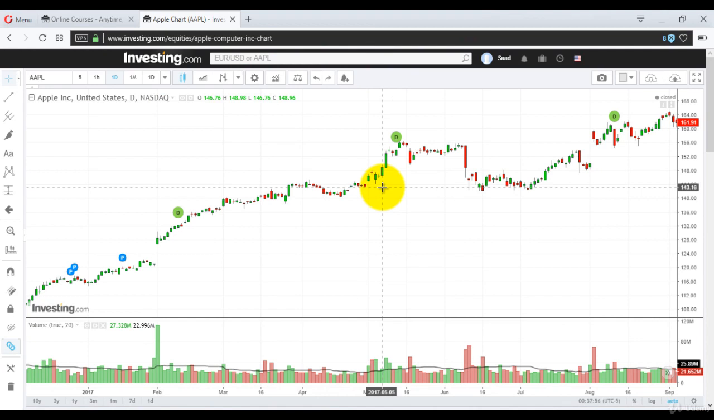Marubozu. Now, a Marubozu candle doesn't have an extreme wick on the high side or on the low side. It's just a flat candle, but it could be green or red. Now here the example is a green candle. If you look at it, the open is 146.76 and the low is 146.76. The high is 148.98 and the close is 148.96.